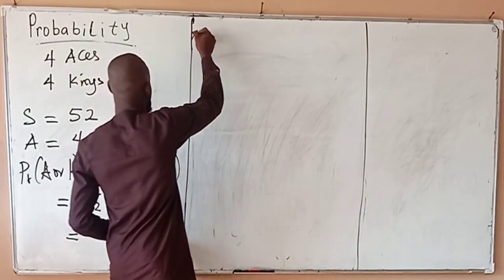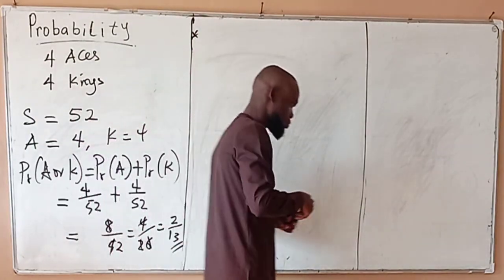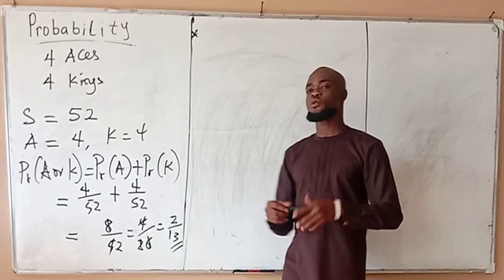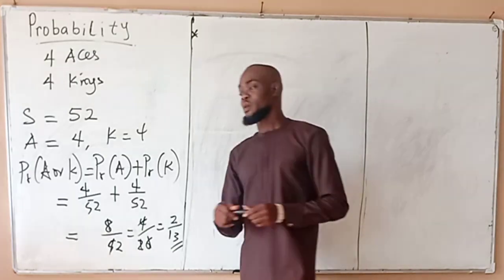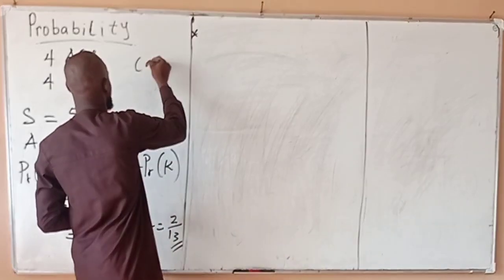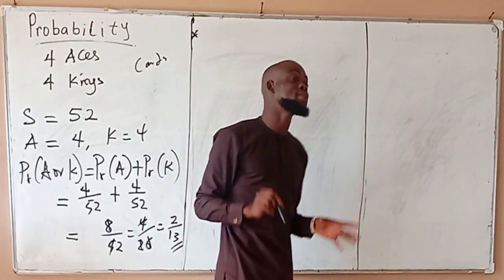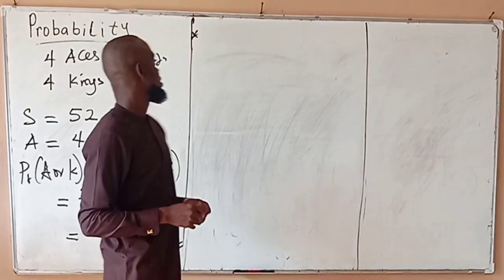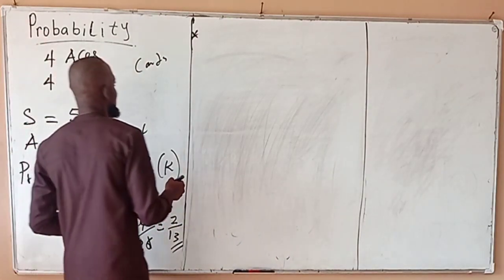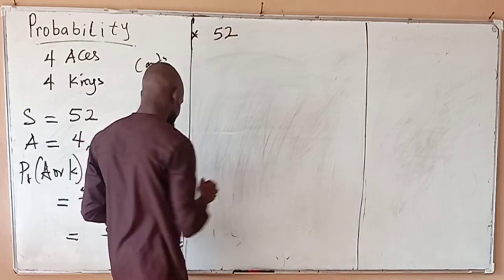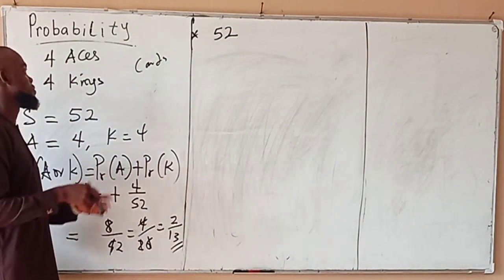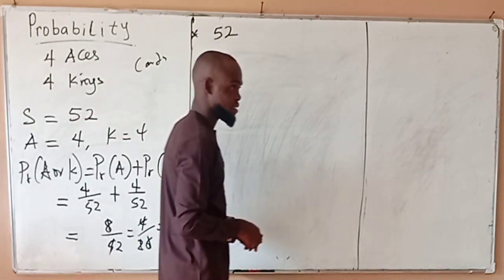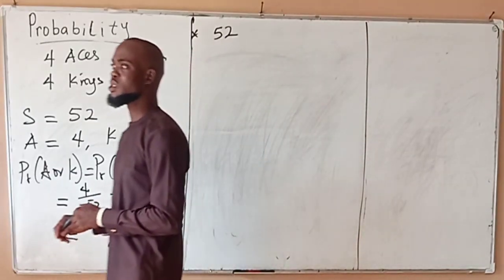Look at another question, almost the same thing. If 2 cards are drawn from a well shuffled deck of 52 cards, what is the probability that both are aces?